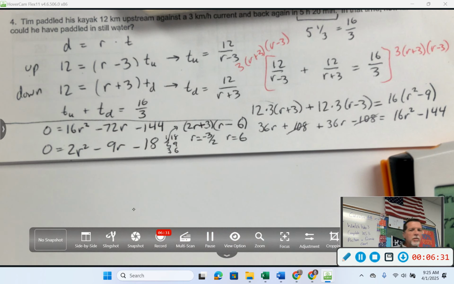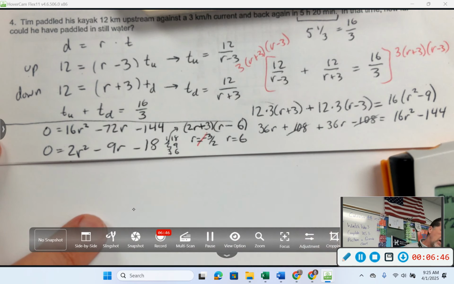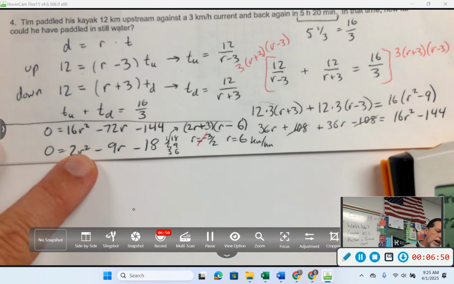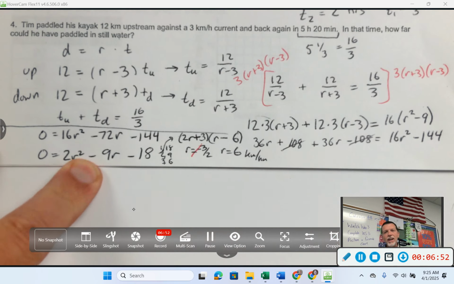But what did r represent in this problem? The rate of what? Speed. Yeah, the guy's speed in still water, like how fast he's going normally. Well, I don't think he's going backwards 1.5. That doesn't really make sense. So I think I can throw that one out and say that his speed is 6 kilometers per hour. I just need to be careful because that's not what the question asked.